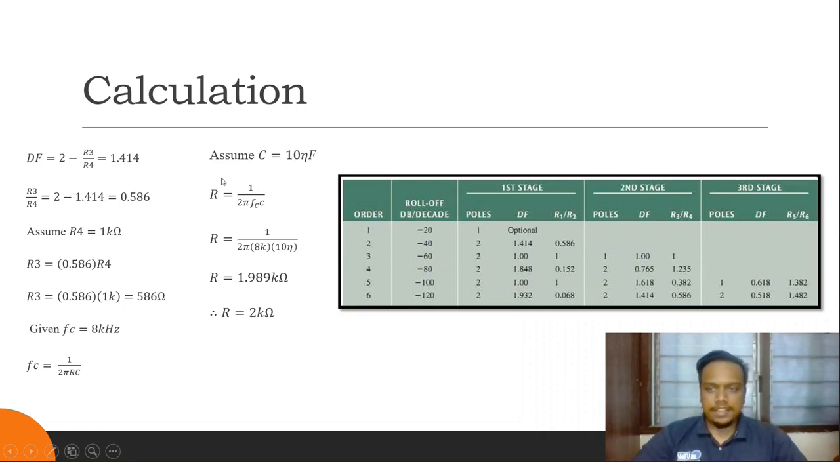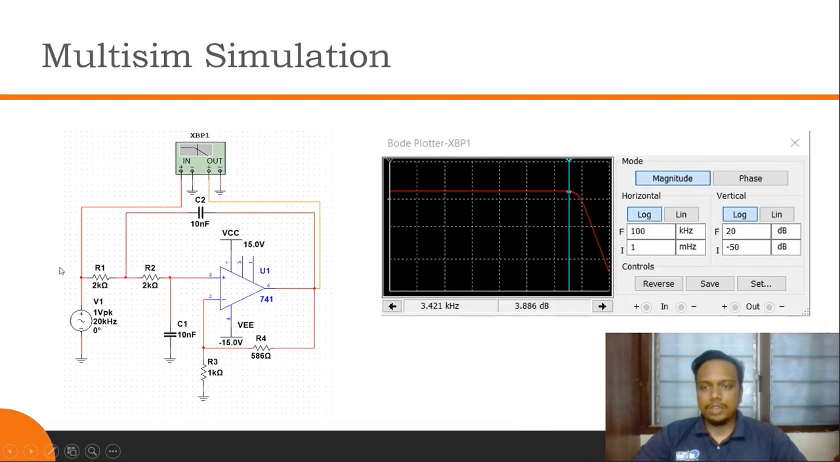So we go back and apply all the values we got into the circuit, and we run it to get this frequency response curve. So this is the active LPF, or active low pass filter. That's all from me. Thank you.